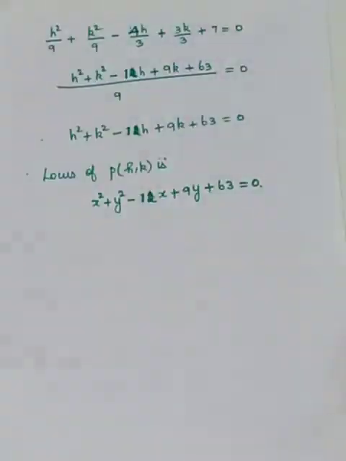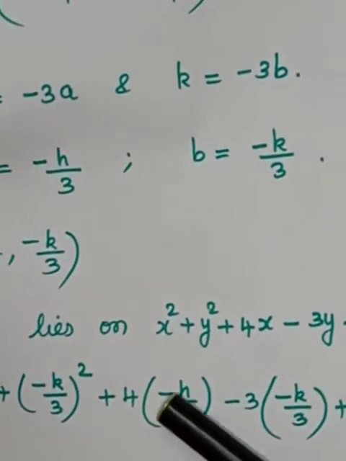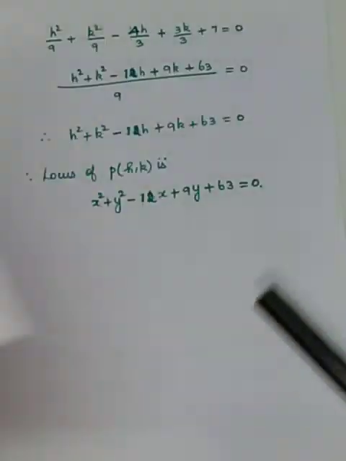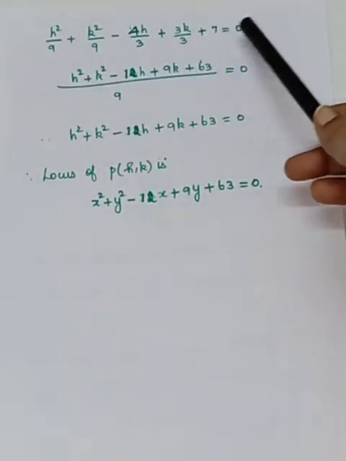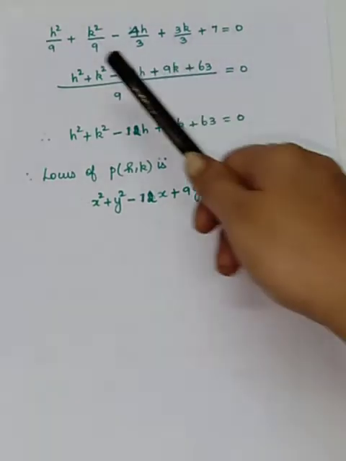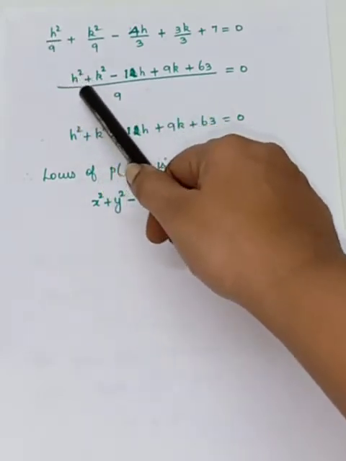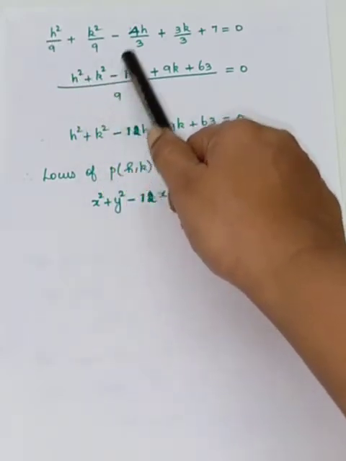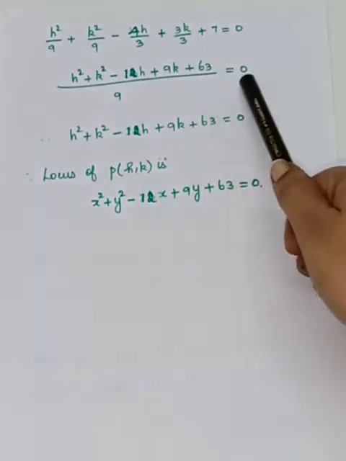It is h squared by 9. Next one, minus k by 3 the whole square is k squared by 9, and here you are having minus 4h by 3 plus minus into minus plus 3k by 3 plus 7 is equal to 0. So if you take LCM, LCM is 9. So therefore h squared plus k squared minus 12h plus 9k plus 63 is equal to 0.